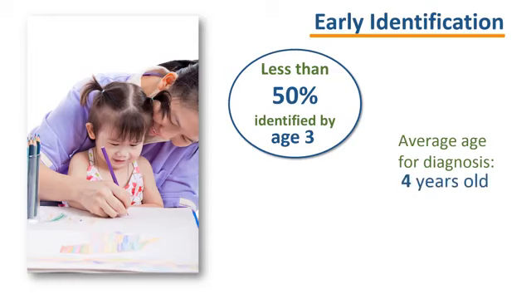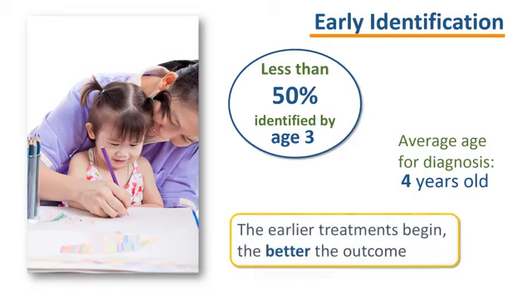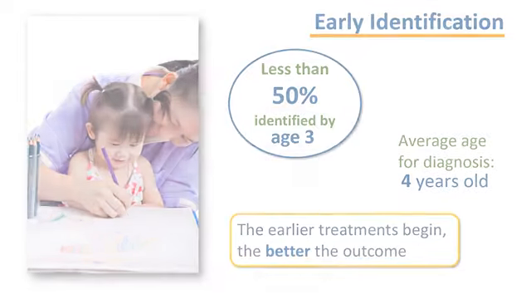This is particularly concerning because research indicates that the earlier we identify characteristics of autism and the earlier that interventions and treatment can begin, the better the outcome. In this video, Dr. Robin Hansen discusses the importance of early identification for autism spectrum disorders.